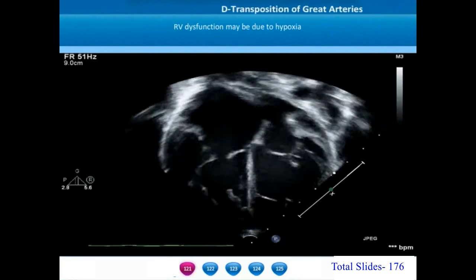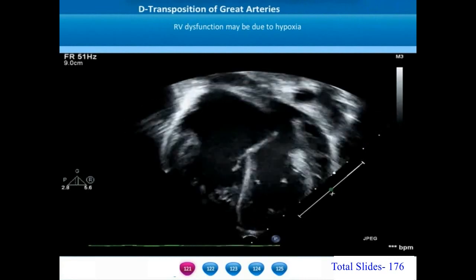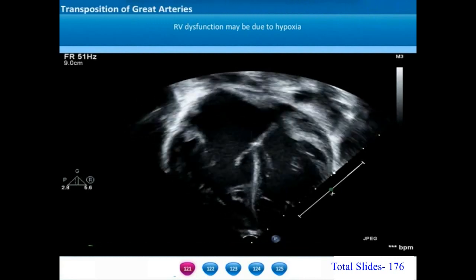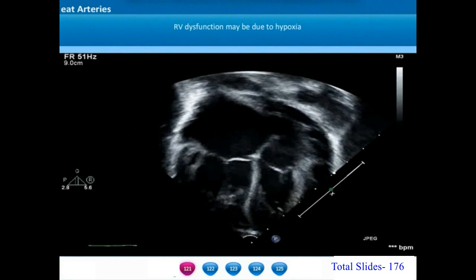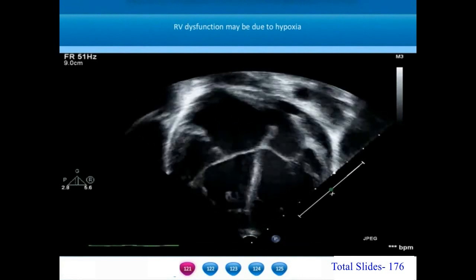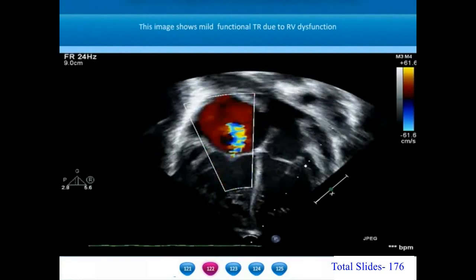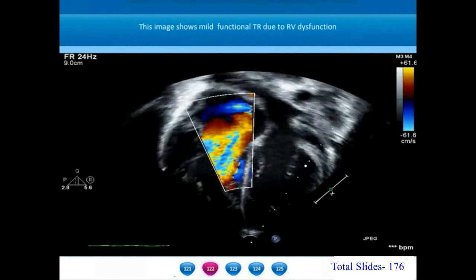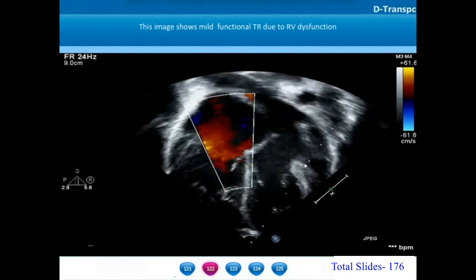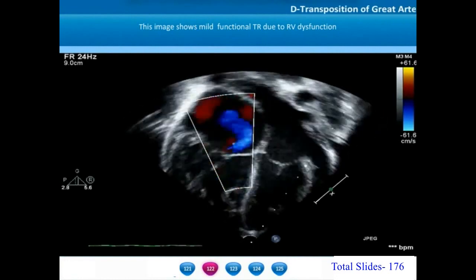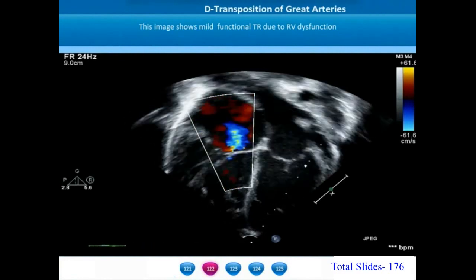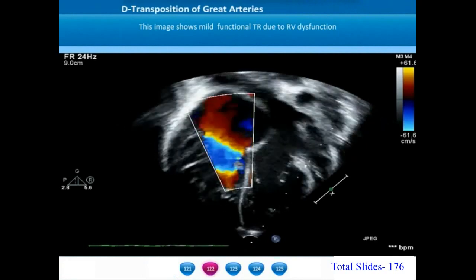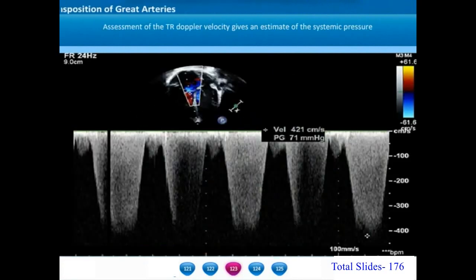In some instances, the right ventricular systolic contractility may be low due to significant hypoxia. Hypoxia may lead to myocardial dysfunction. When there is a right ventricular systolic dysfunction, there will be a dilatation of the tricuspid annulus resulting in mild to moderate functional tricuspid regurgitation. Assessment of tricuspid regurgitation Doppler velocity will give an estimate of the systemic aortic systolic pressures.